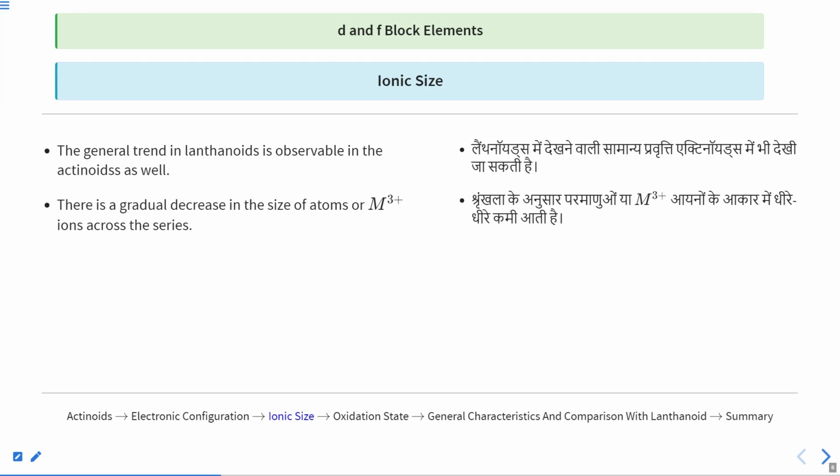The general trend in lanthanoids is observed in actinoids also. This is a gradual decrease in the size of the ions, or M3+ ions, across the series. We must remember that on moving from left to right, the atomic radii of the lanthanoids were decreasing, though not very significantly. Similarly, their ionic sizes are also decreasing. This can also be seen for our actinoids.